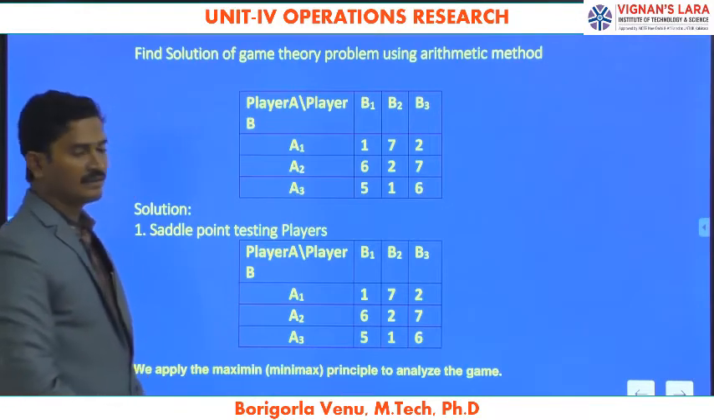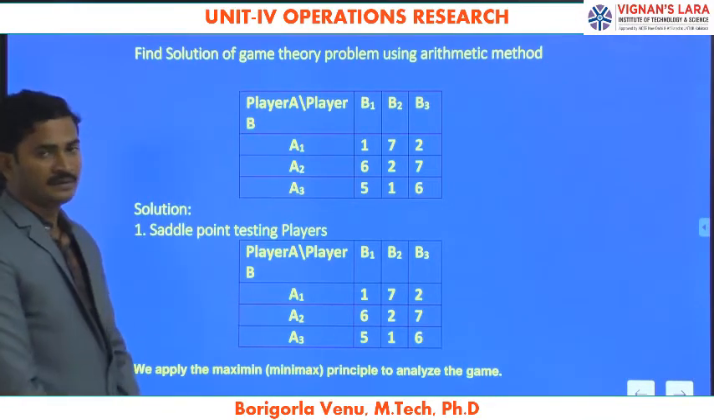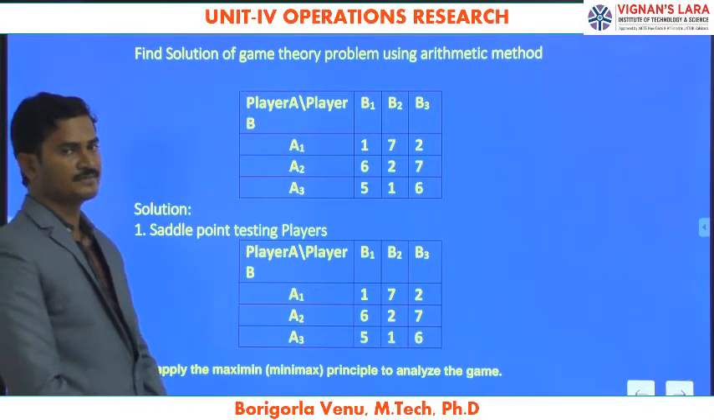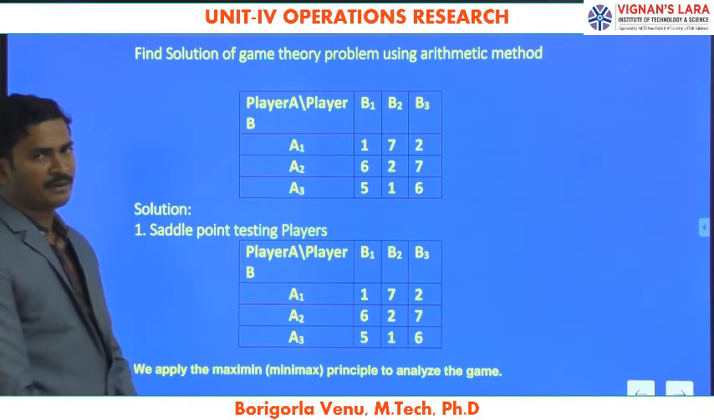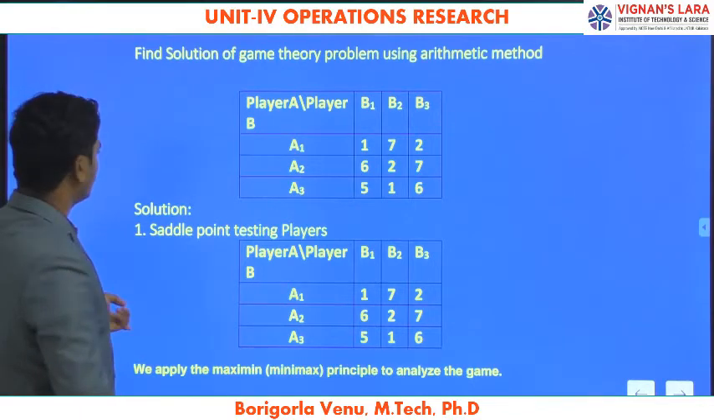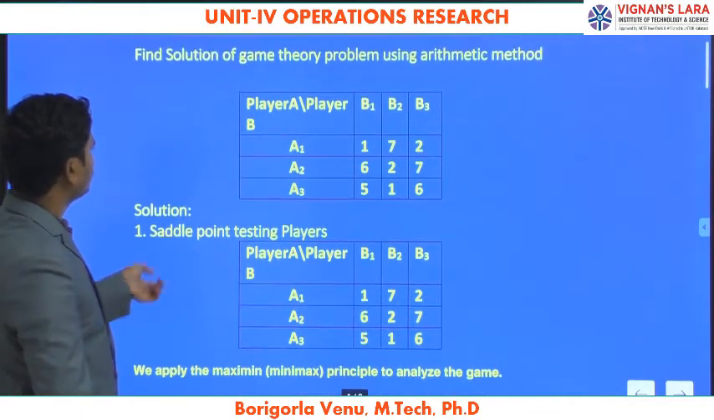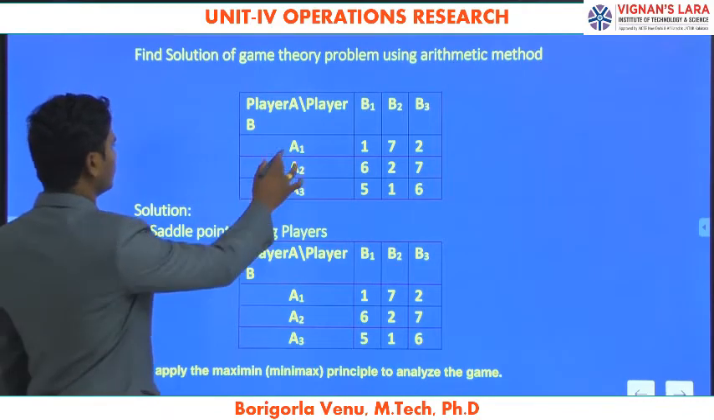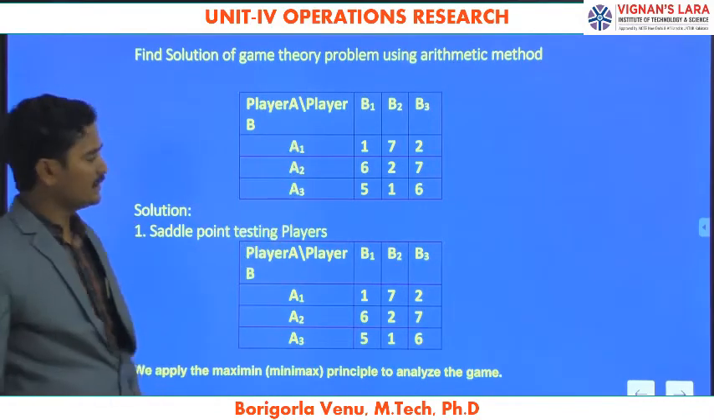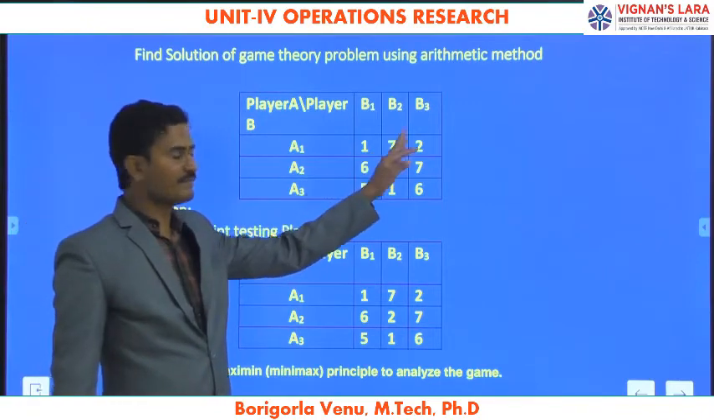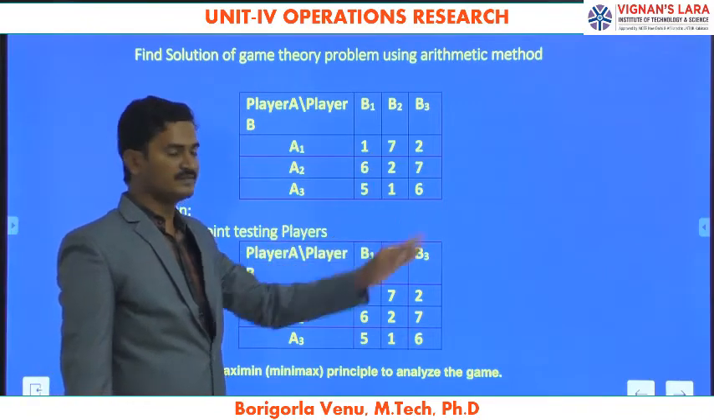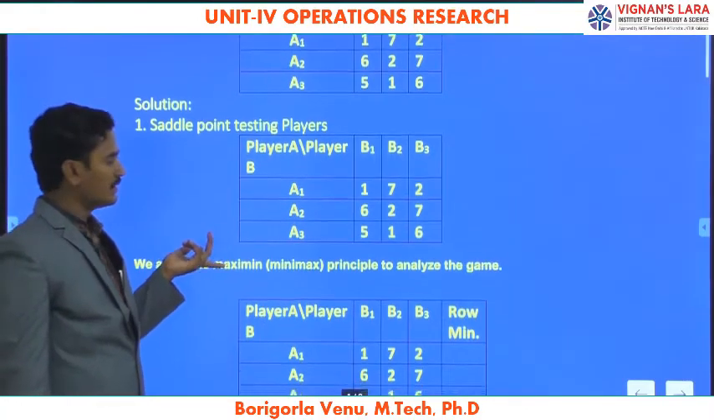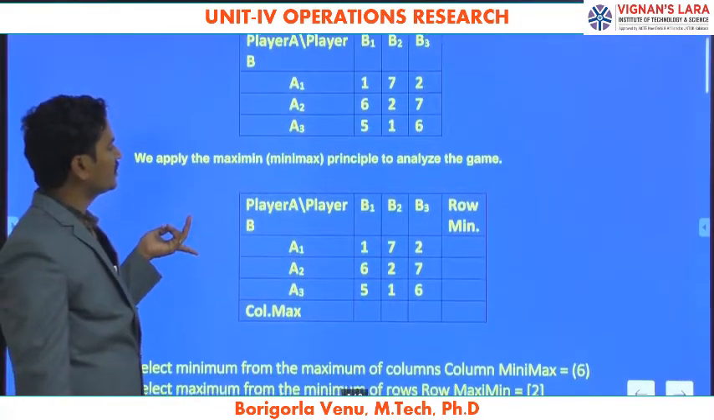I am going to solve the game by taking the arithmetic method. So far we discussed the algebraic method and calculus method. First, I have taken one game that is a 3 by 3 matrix, that means 3 strategies for player A and 3 strategies for player B. The payoff matrix is 1, 7, 2, 6, 2, 7, 5, 1, 6. From this I am first going to check the saddle point test.